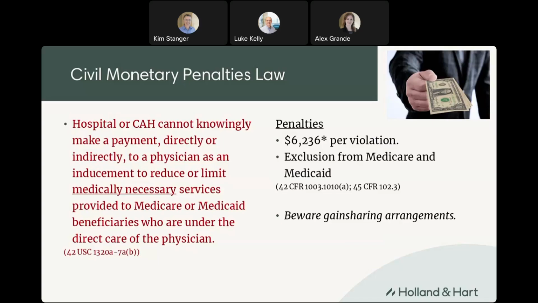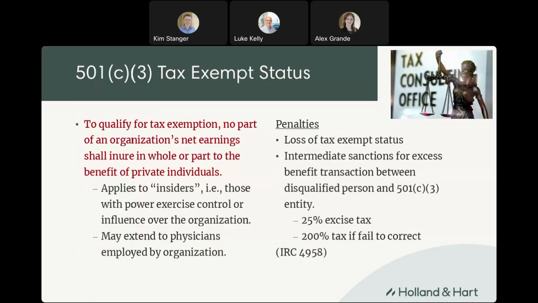If you violate that, you can be subject to additional penalties. You can be excluded from Medicare or Medicaid. So you generally have to be aware of those gain sharing arrangements. Now, note that that would not apply to the Medicare Shared Savings Program, the MSSP program. The government carved those out, but other than that, be careful of those types of gain sharing arrangements.